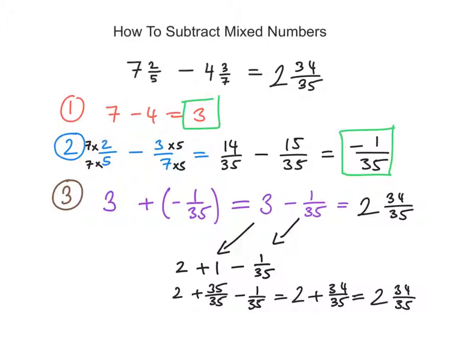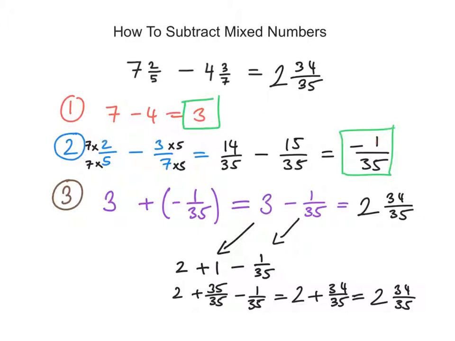So the answer to this question is just 2 and 34 over 35, which is exactly the same answer as the previous method I showed you, where we converted each of the mixed numbers into an improper fraction. Now, I think it's easier when it comes to the subtraction of mixed numbers to stick to the first method I showed you, where you just convert the mixed numbers into improper fractions and then just subtract them by making the bases the same and so forth.